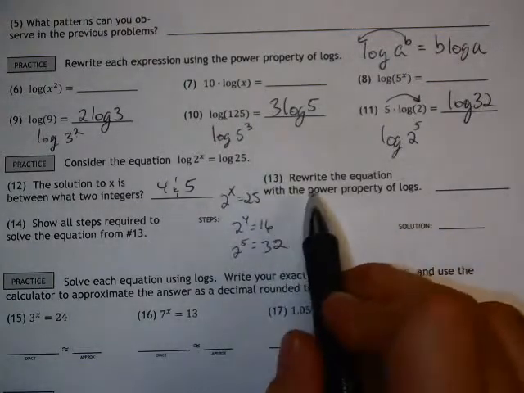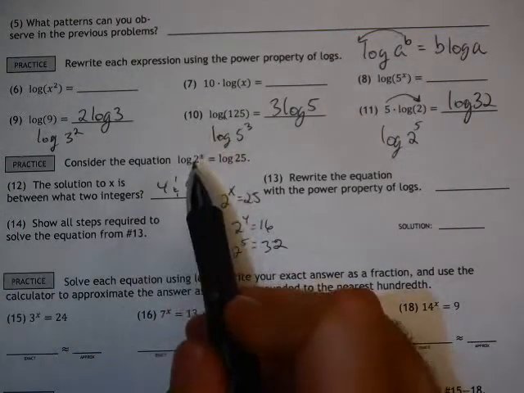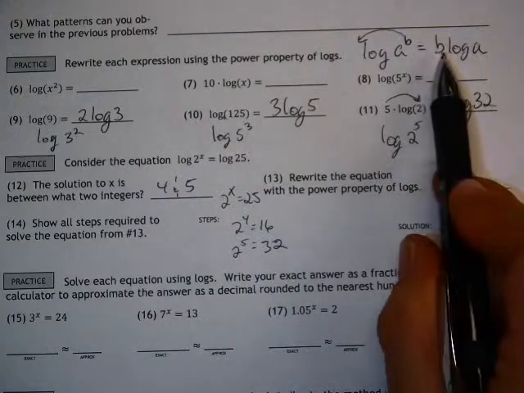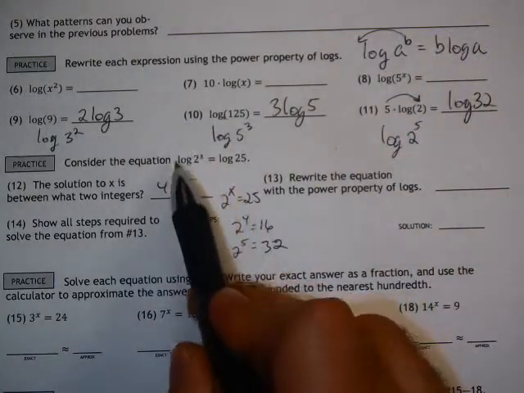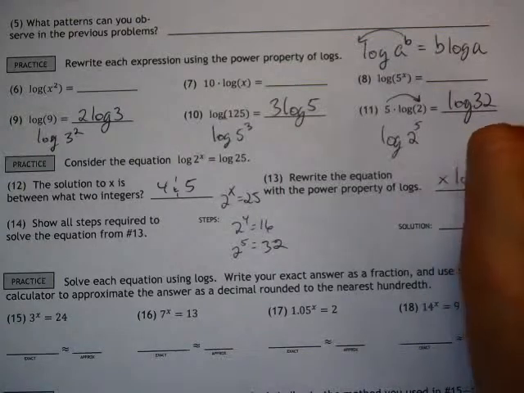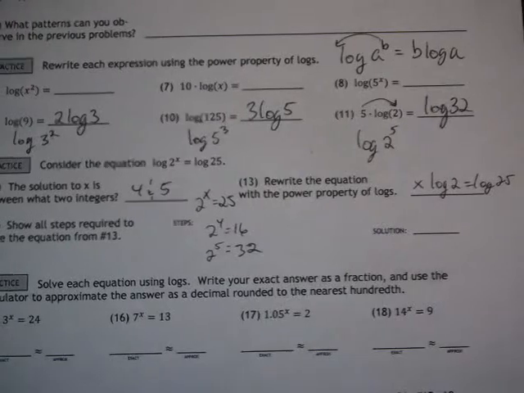That says number 13, rewrite the equation with the power property of logs. So now I'm going to take from the original equation this exponent x, and I'm going to put that in front, so it goes in front as a coefficient. This becomes x times log of 2 equals log of 25.